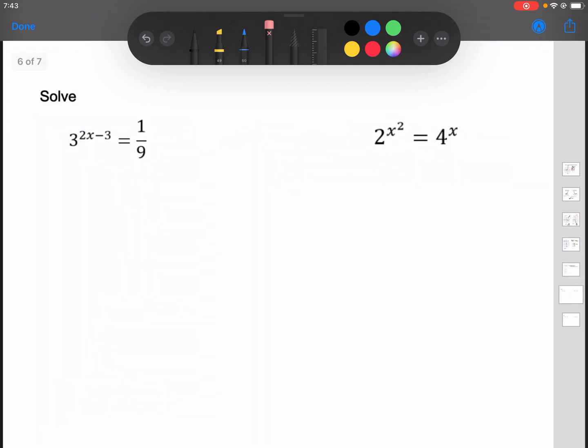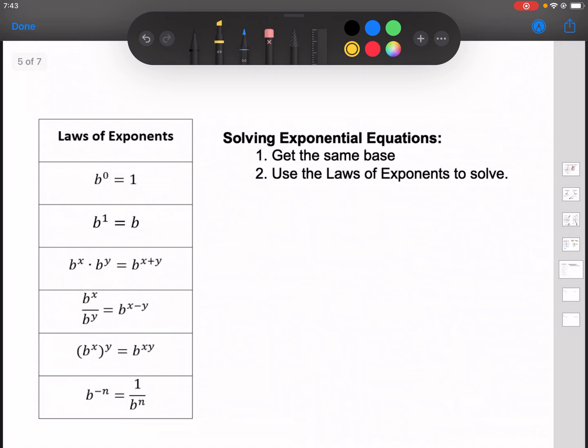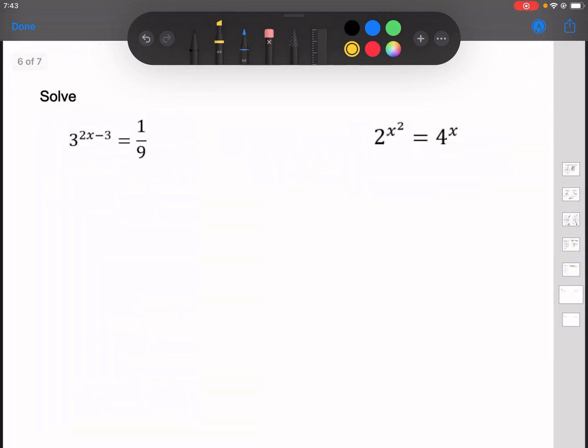So for this first problem, the first thing I want to do is actually get the same base on both sides, and then we'll use these laws to solve it. So for number 1, right now we have a base of 3. You'll notice that 9 is the same thing as 3 squared, meaning 1 over 9 is the same as 3 to the negative second power. So I'm going to go ahead and rewrite these as 3 to the 2x minus 3 is equal to 3 to the negative second power.